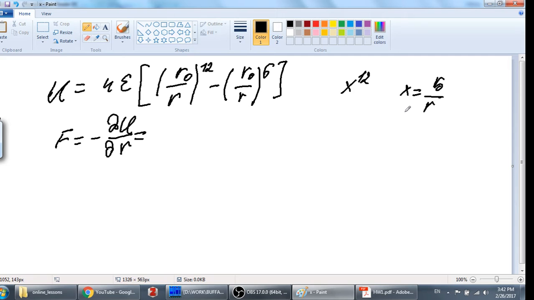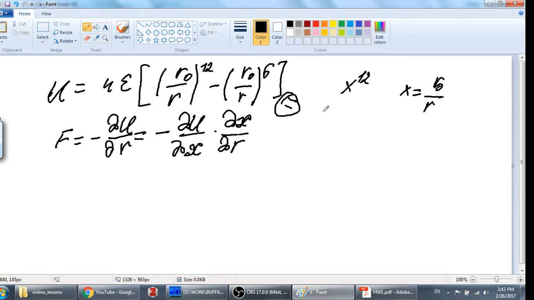So basically you're applying the so-called chain rule. What that means is that we can rewrite it this way: dU over dx, and then times dx over dr. That's still a one-dimensional potential. By the way, this thing will be 4 epsilon, and then x to the 12 minus x to the 6.